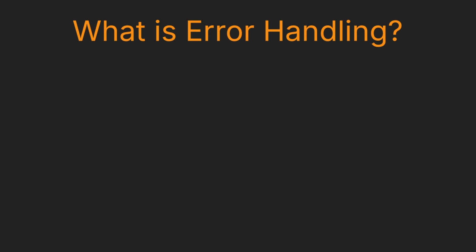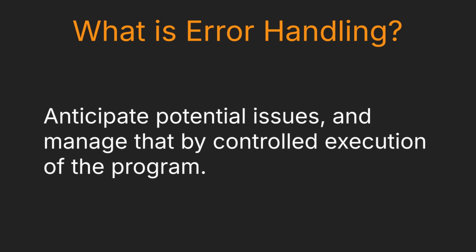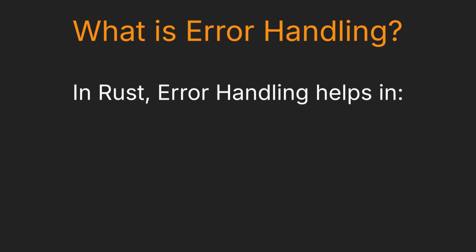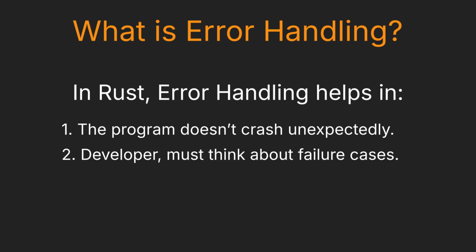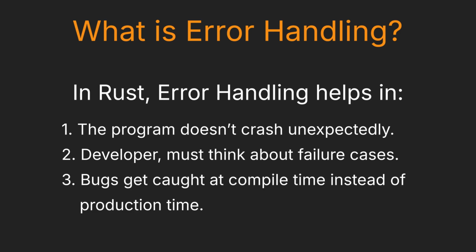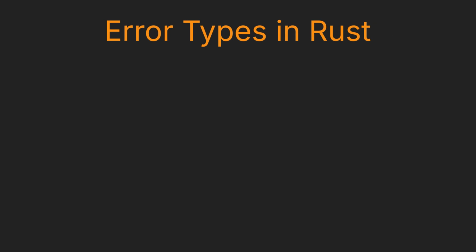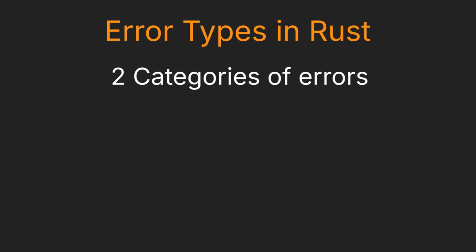In programming, error handling means anticipating and dealing with things that might go wrong instead of letting the program crash. In Rust, error handling ensures that the program doesn't crash unexpectedly. You, the developer, must think about failure cases and bugs get caught at compile time instead of in production. Rust broadly has two categories of errors.